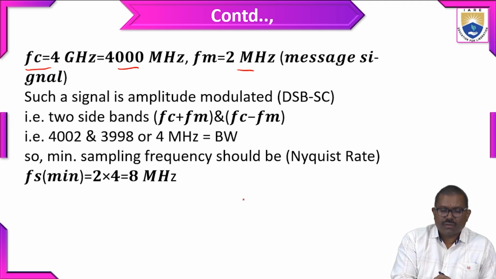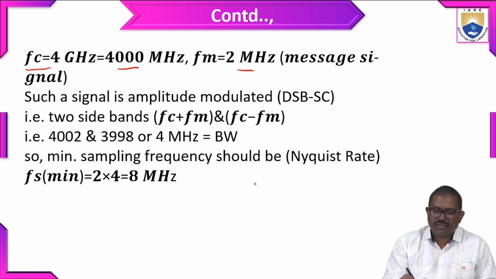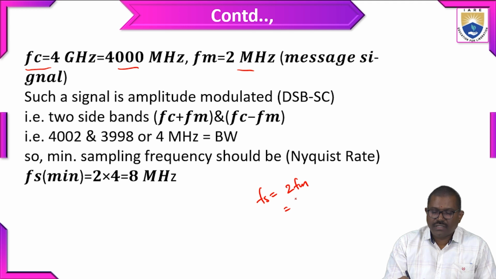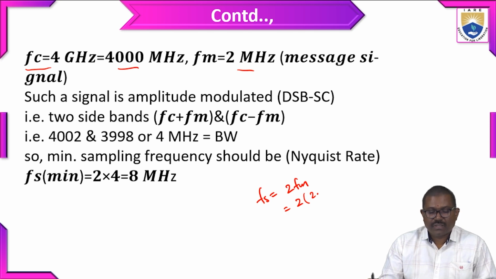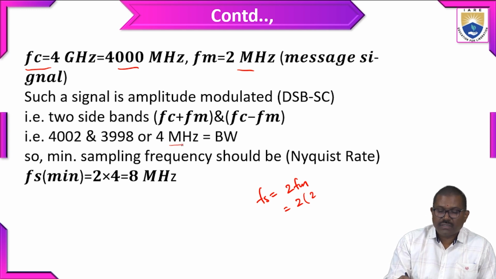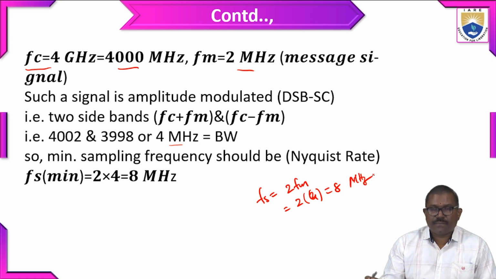The minimum sampling frequency should be the Nyquist rate, that is fs equal to 2 fm, so 2 into 2 MHz. Here the bandwidth is given as 2 MHz, so you take the minimum frequency as 4, and 2 into 4 is 8 megahertz. Okay.